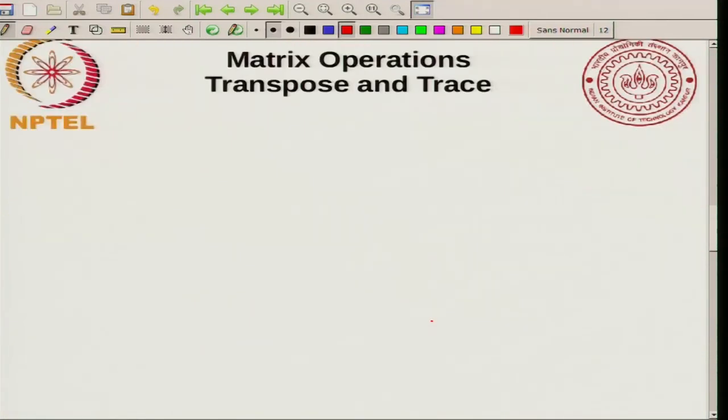There are a couple of other operations that you can do. One is called the transpose of a matrix. Again, we'll restrict the discussion to square matrices, so that is m equal to n. So suppose you have a matrix A, which is a square matrix A, and A transpose.